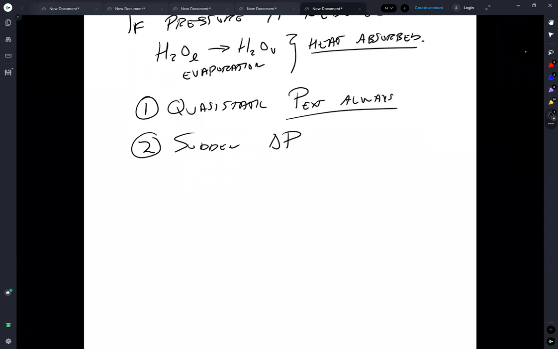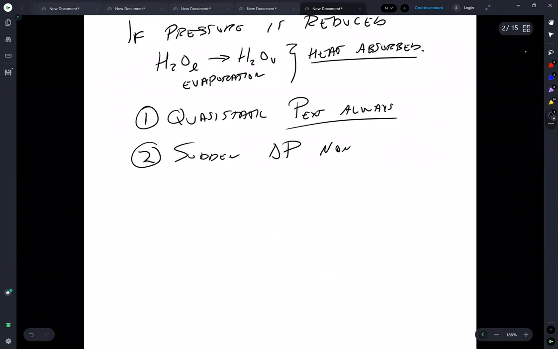Where we have a non-equilibrium situation. And in fact, if you do have a sudden transition, you'll have this delta P having a role, but also the external pressure will continue to play a role. So the work for evaporation would be P external minus delta P times V.